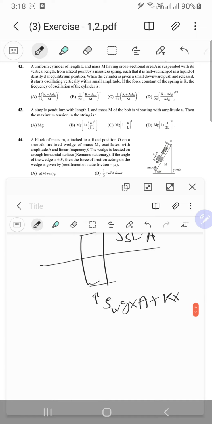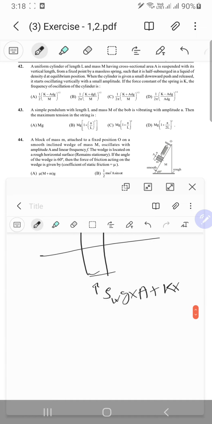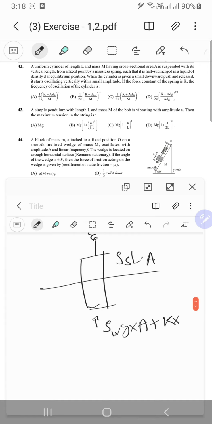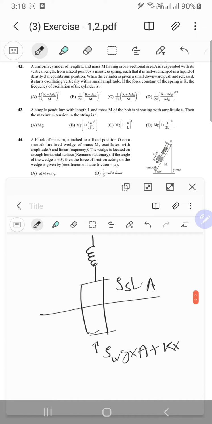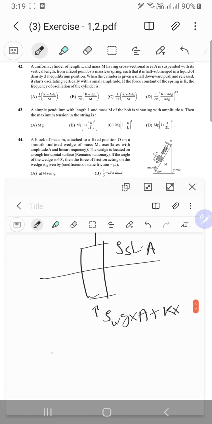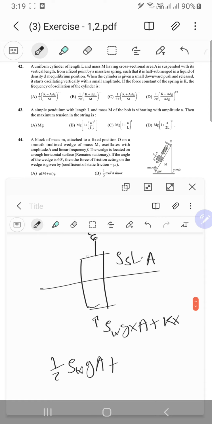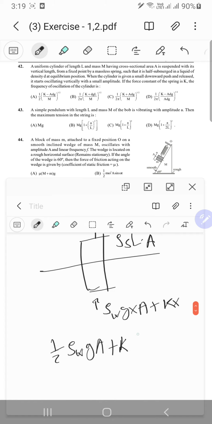Oh, so maybe we can just find what k is supposed to be. Yeah, that will do it. If we can just find what k is, we are almost done. So since at equilibrium position it's half submerged, what we can say is that L by 2 rho water g A, plus the force due to this constant, so k times whatever is the length. Okay, how do we even know what this length is?